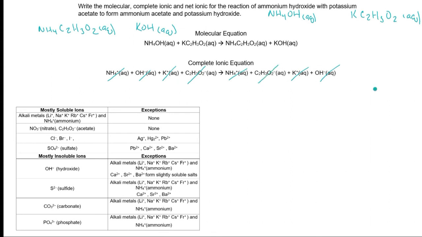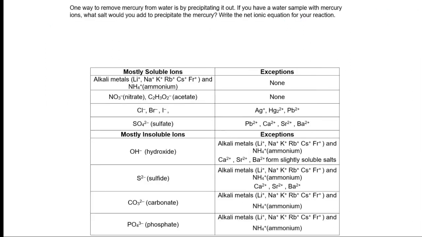Acetate also is a spectator ion. Everything is a spectator ion. This means for our net ionic equation, we usually write NR, meaning no reaction. There is no net ionic equation because everything is soluble. Let's do a solubility problem where we definitely have a precipitate.